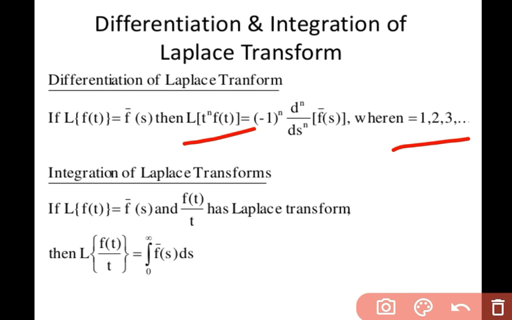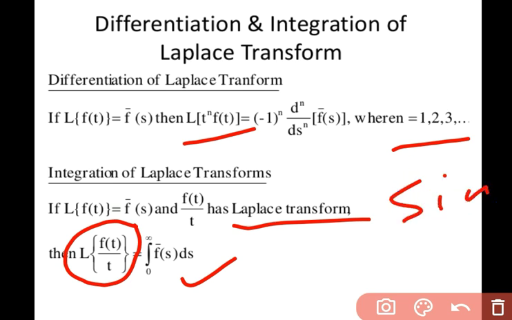Integration of Laplace transform: if L of f(t) equals f bar(s) and f(t) upon t has a Laplace transform, then Laplace of f(t) upon t is equal to the integral from s to infinity of f bar(s) ds. This is also an important formula. For functions of this type, f(t) upon t, like sin at upon t, the Laplace transform we can find by using this.